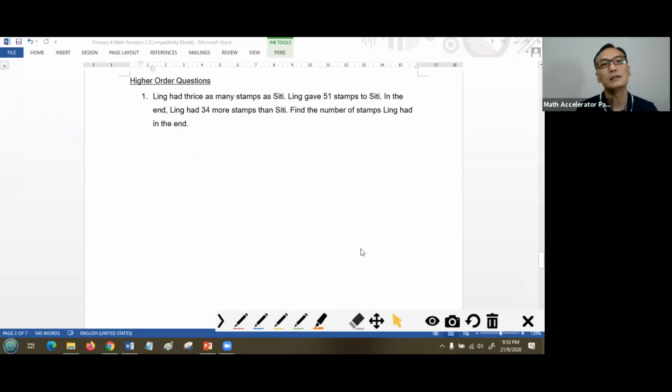So Ling, in this question, there are 2 higher order thinking questions. These are the questions that are likely to appear in section C of your exam paper. So in this question, Ling had thrice as many stamps as Siti. Ling gave 51 stamps to Siti. So in the end, Ling has 34 more stamps than Siti. Find the number of stamps that Ling had in the end.